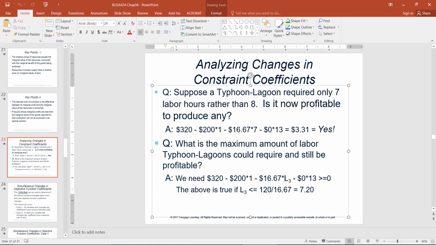By solving this equation, we got 7.2. So this product is profitable as long as it needs 7.2 hours or less of the second constraint, which is labor, for producing each unit. Otherwise, this product is not profitable.